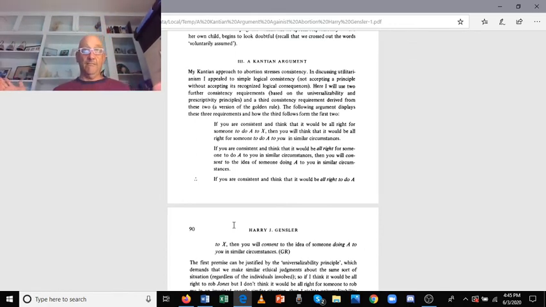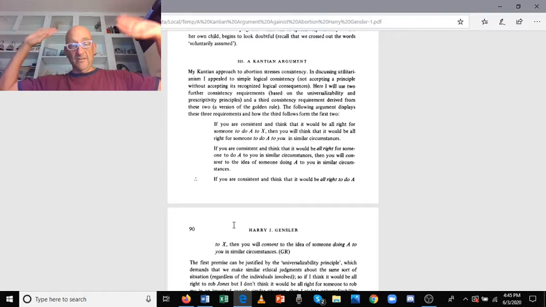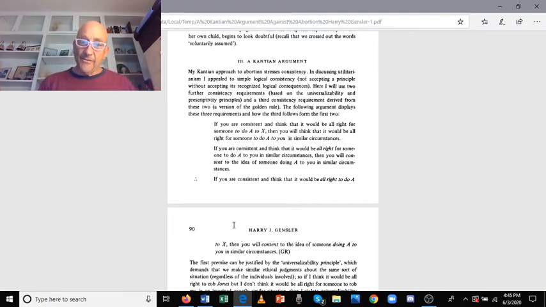That sounds like Kant's universal law formula, right? You're saying it's okay for someone to do A to person X. You're saying it's okay to do to you if the situations are similar, right? If they're way different situations, that doesn't matter, right? If you're consistent, you think it's all right for someone to do A to you, then you'll consent to it. And that's the second version of the categorical imperative we just saw.